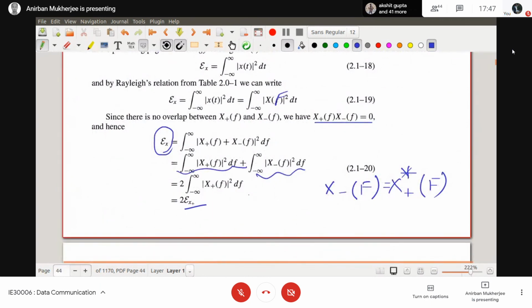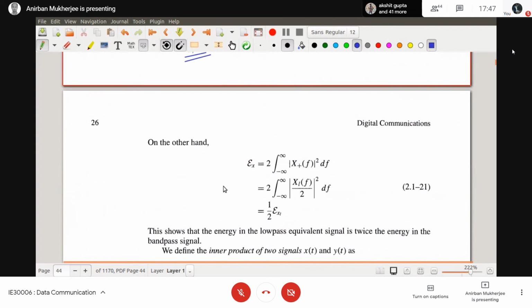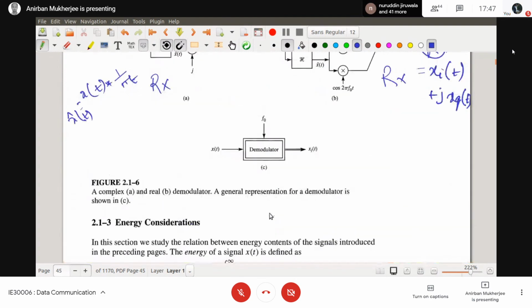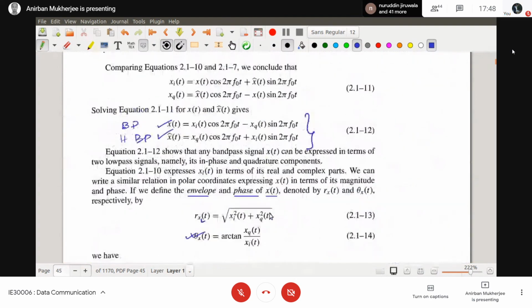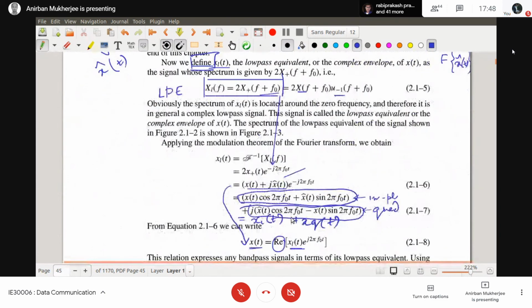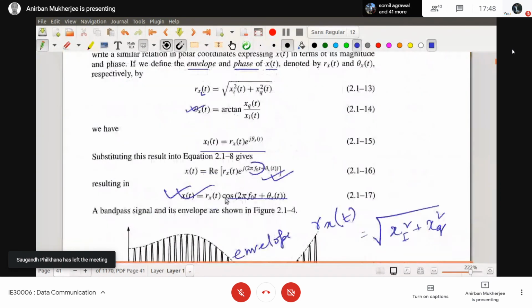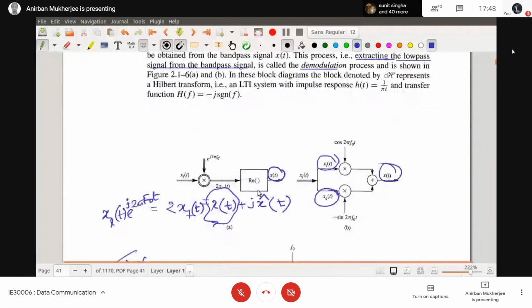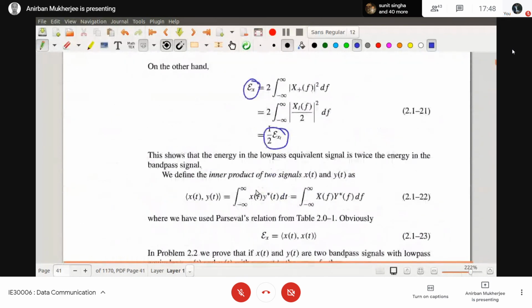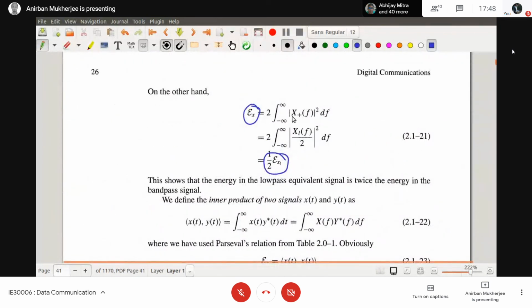E_x is equal to 2 times the energy of only the positive part. And similarly, I can say that E_x is half of E_xL. Why? Because I have defined the lowpass equivalent X_L, where I have taken a 2 times X₊, but X₊ is half. Now with this, if you play a little bit with these equations, you will find that X_L is 2 into X₊.